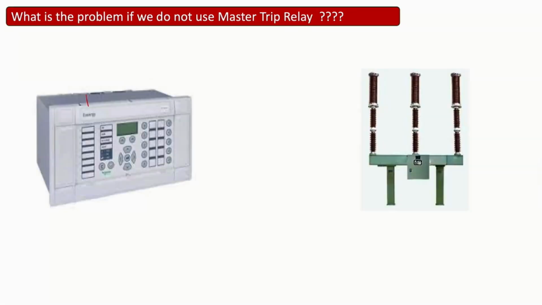Friends, this is a very important question. What could happen if we aren't using the master trip relay? How could it be damaged in our system? What damage could occur to our relay? We'll discuss that in this question. Let's say this is our differential relay. Okay? And this is our CB, our breaker.